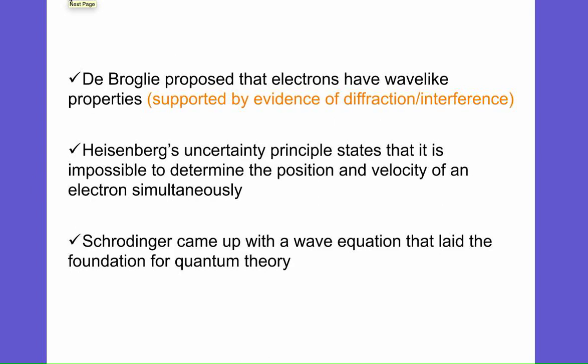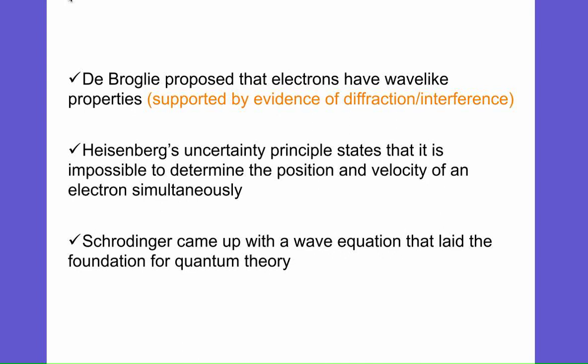So again, there are a few scientists here of note that come into play. This first guy, I know his name looks kind of funny, but it's pronounced Dubois, right? He was the one that proposed that electrons have wave-like properties. So again, remember we saw that diffraction, that interference on the video that we watched. We know that electrons interfere with each other, which means they have to behave like waves. Right? Heisenberg stated that it's impossible to determine the position and velocity of an electron simultaneously. Again, that video talked about how maybe that electron doesn't even exist as a particle that can have an exact position until you measure it.